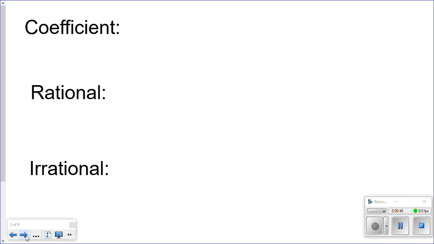Isn't it like the number in a number with a variable? You're right. So if I have 5x, 5 is my coefficient. That's what a coefficient is. It's the number with the variable. So if I have 7x, 7 is the coefficient. So it's the number with the variable. So we're talking about numbers with variables today.